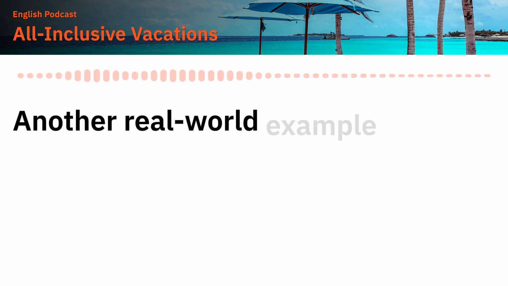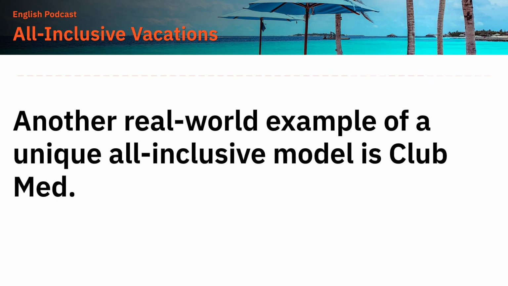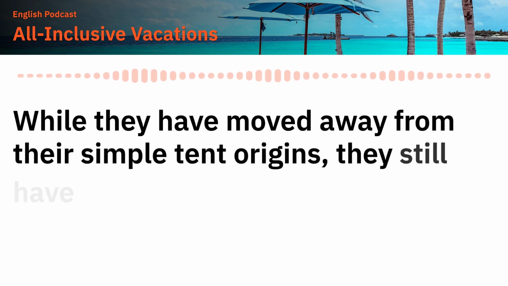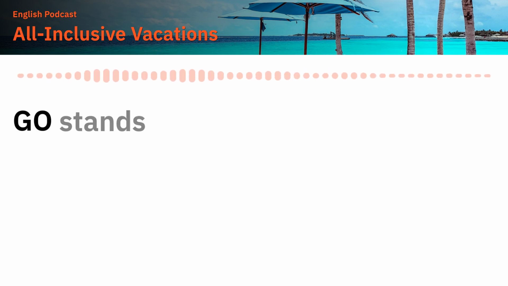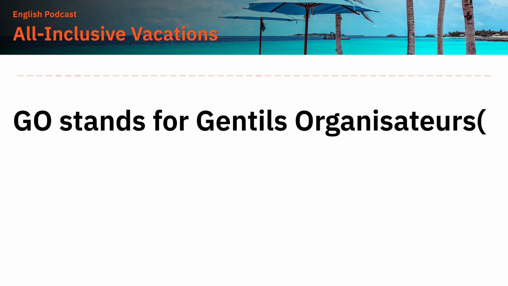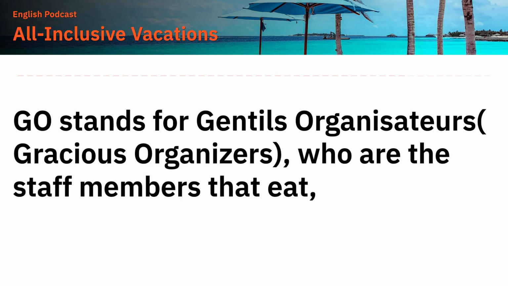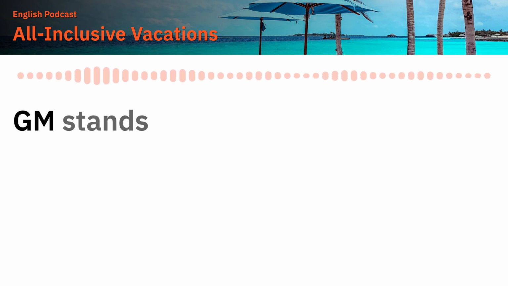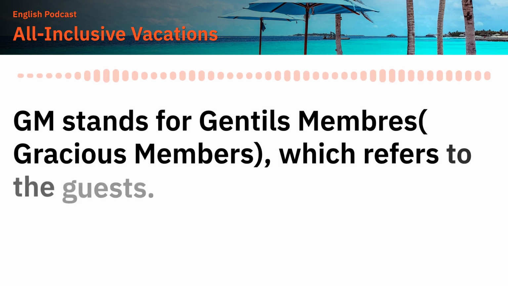Another real-world example of a unique all-inclusive model is Club Med. While they have moved away from their simple tent origins, they still have a unique culture. They use a system called GOs and GMs. GO stands for Gentils Organisateurs, Gracious Organizers, who are the staff members that eat, dance, and play sports with the guests. GM stands for Gentils Membres, Gracious Members, which refers to the guests.